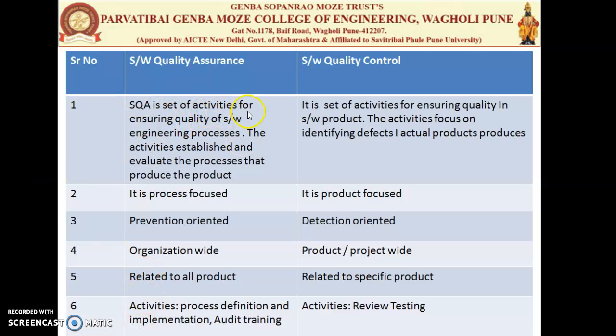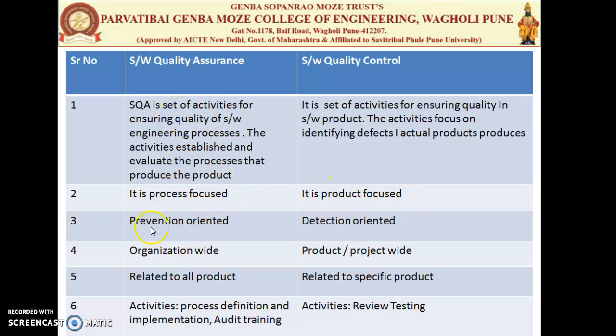Software quality assurance is a set of activities ensuring the quality of the software engineering process. Those activities establish and evaluate the processes that produce the product. So it is all about the organization, and about the processes that run under the organization. And quality control is the set of activities which ensure the quality of your software product. So which activities are included? Like finding the defects of your product. Second, software quality assurance is process based, all the organization's processes. Software quality control is product based, or we can say product focused.